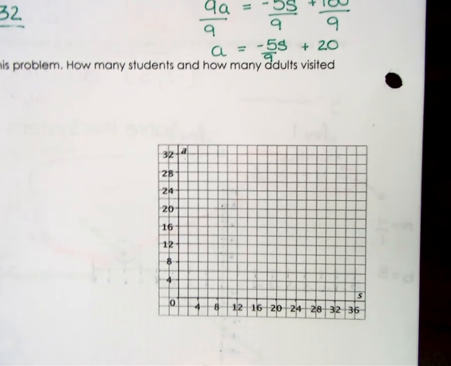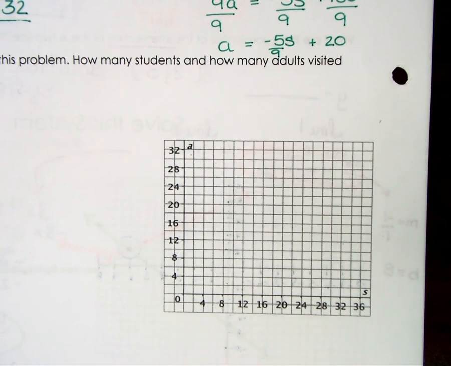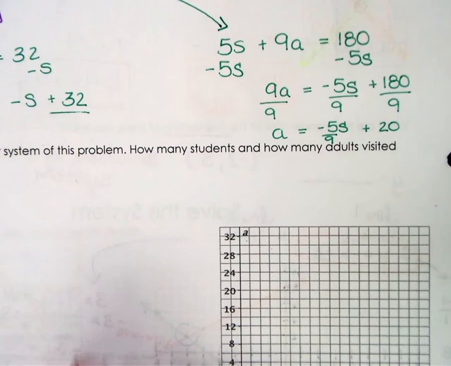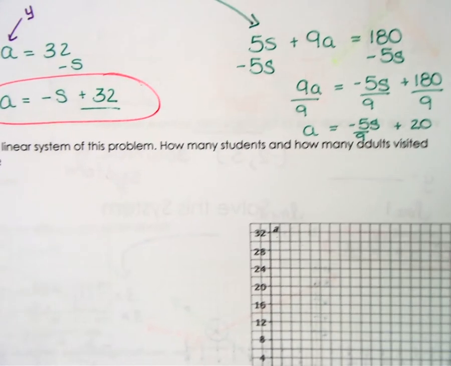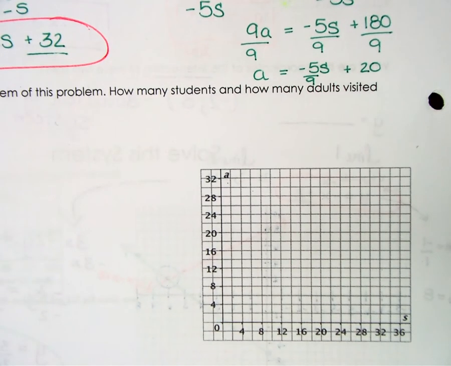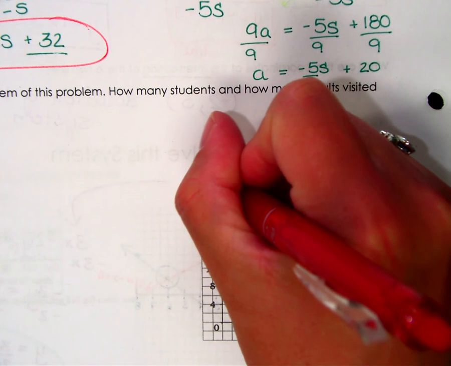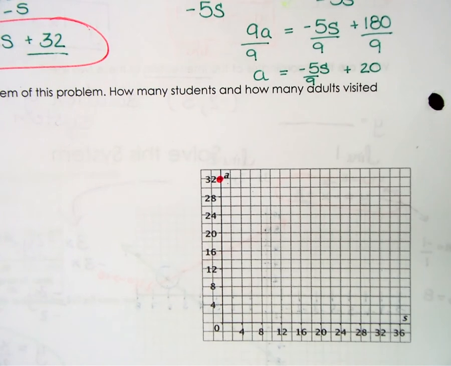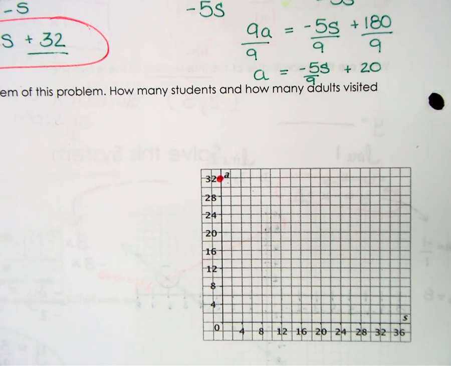All right. So I'm hoping that everybody got those two equations. So let's go ahead and graph that first equation. I'm going to graph that one in red. So the first thing I'm going to do is put the y-intercept, which is 32. And then my slope is? Negative 1. Down 1, right 1.